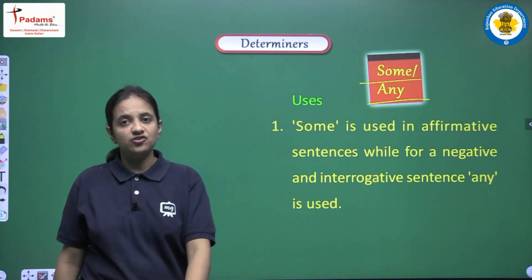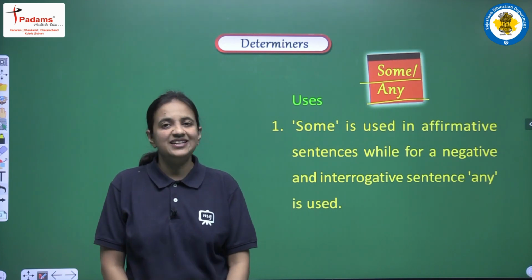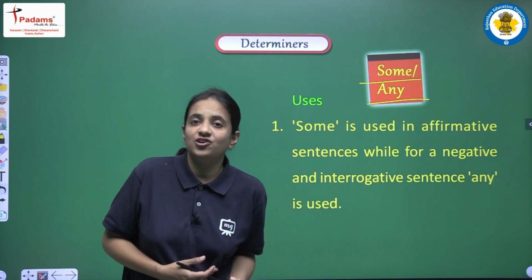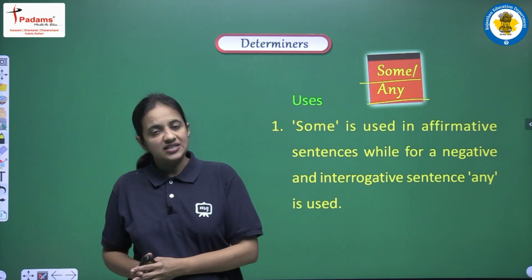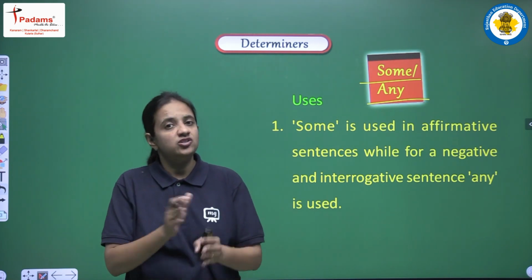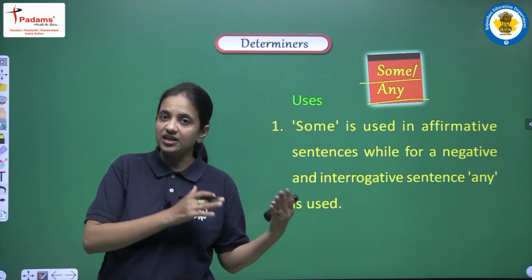First of all let me clear some things for you. Some and any, these are determiners. They are used to quantify something, right? And they are the words that are used for both countable and uncountable nouns. So till now one thing is clear, determiners are the words that are used for nouns, right?